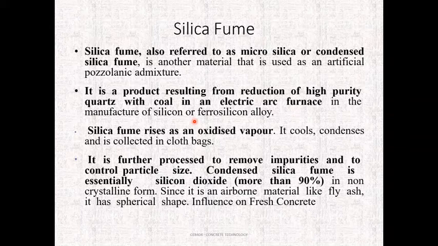Silica fume rises as an oxidized vapor. It cools, condenses and is collected in cloth bags. It is further processed to remove the impurities during its production. The condensed silica is essentially silicon dioxide in non-crystalline form.